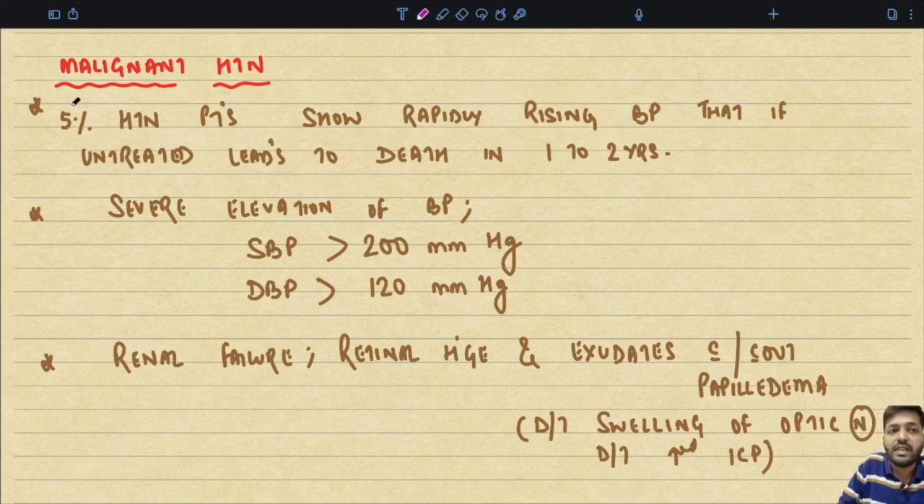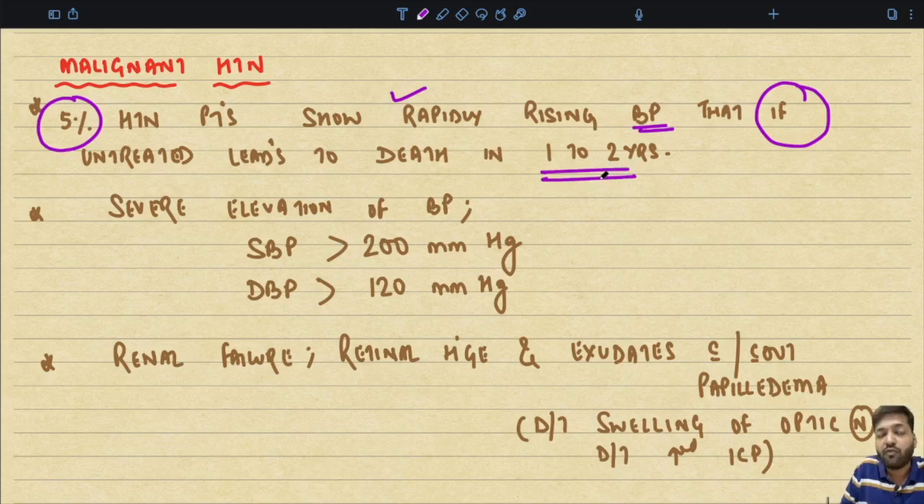Approximately 5% of patients suffering from hypertension will show rapidly rising blood pressure that, if untreated, leads to death within 1 to 2 years. So 5% of hypertensive patients will show rapidly rising blood pressure, and if untreated, it can lead to death in 1 to 2 years of time. There is a severe elevation of blood pressure with systolic blood pressure more than 200 millimeters mercury and diastolic blood pressure more than 120 millimeters mercury.